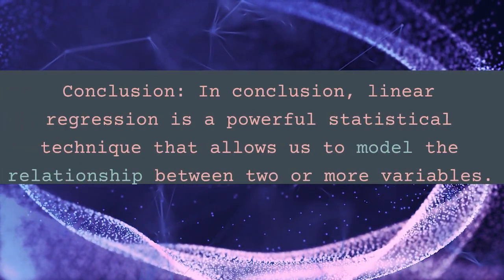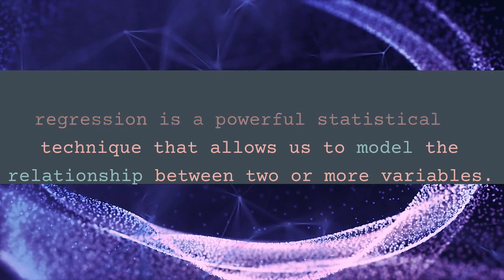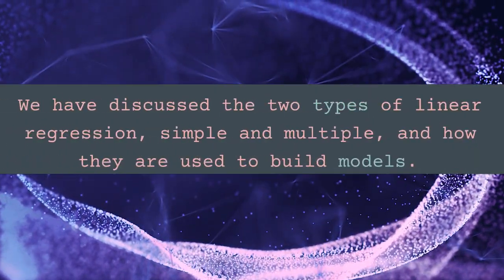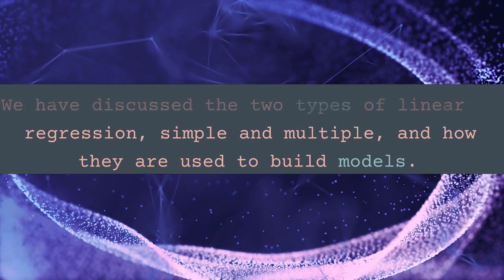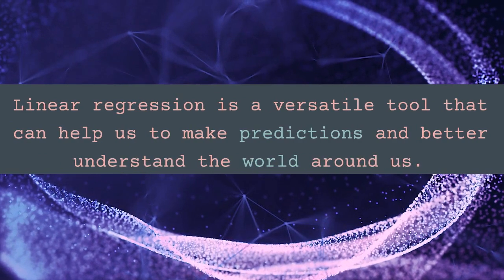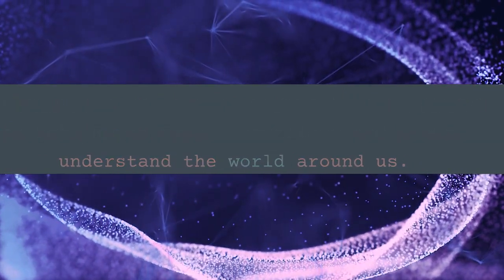Conclusion. In conclusion, linear regression is a powerful statistical technique that allows us to model the relationship between two or more variables. We have discussed the two types of linear regression, simple and multiple, and how they are used to build models. Linear regression is a versatile tool that can help us to make predictions and better understand the world around us.